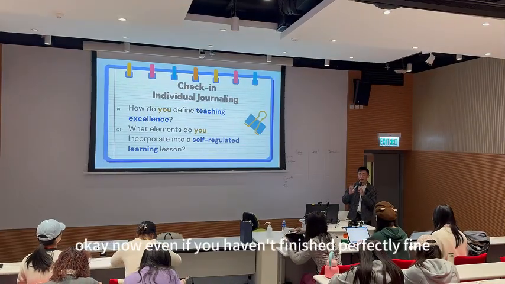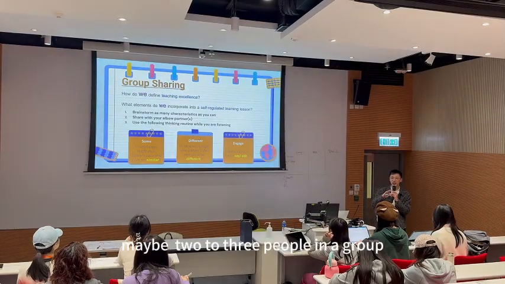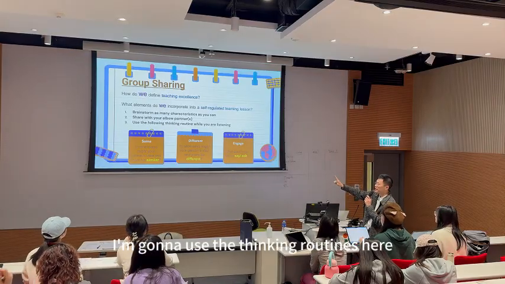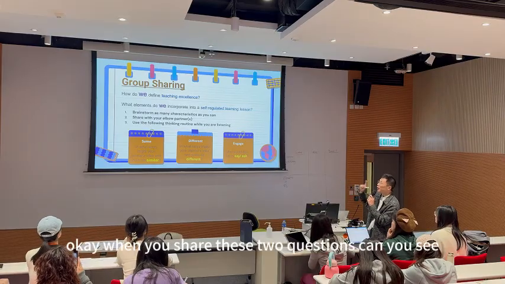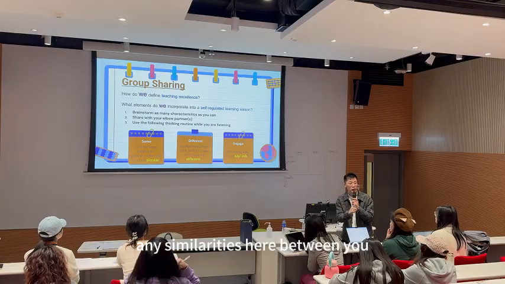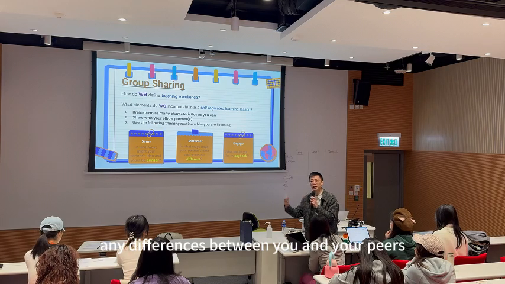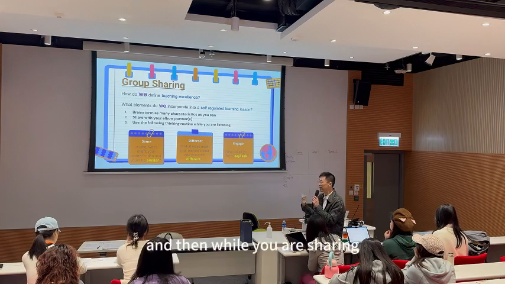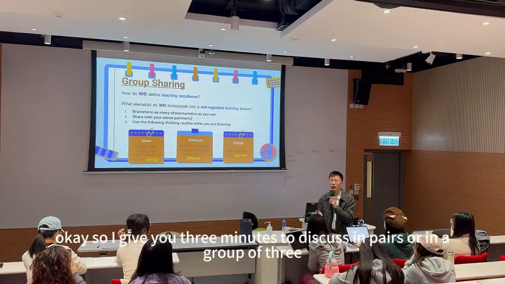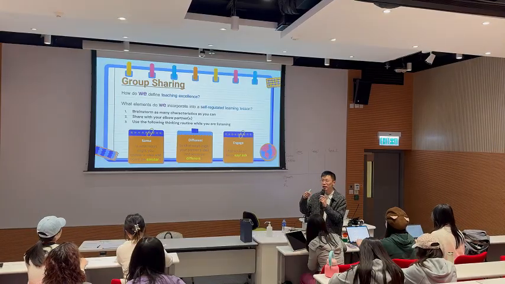Okay, now even if you haven't finished, it's perfectly fine. Now, I'm going to ask you to share in your group, maybe 2 to 3 people in a group. I'm going to use the thinking routines here: same, different, and engage. When you share these 2 questions, can you see any similarities between you? Any differences between you and your peers? And while you are sharing, do you have any questions in mind that you want to solve? So I give you 3 minutes to discuss in pairs or in a group of 3.